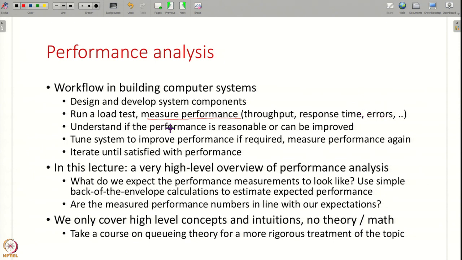Now, the next step is you want to understand if the performance is reasonable or if it can be improved. You have to first look at these performance numbers, analyze them and see: does this performance make sense, is it justified, is it some bug in my performance measurement, or is this how it is supposed to be? So you have to do some back of the envelope calculations to convince yourself that this performance measurement is correct. And then, once you expect a lot more load into the system, you will go ahead, tune your system and repeat this process again.